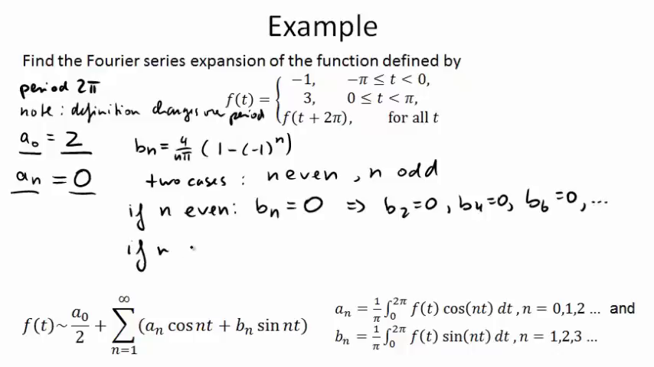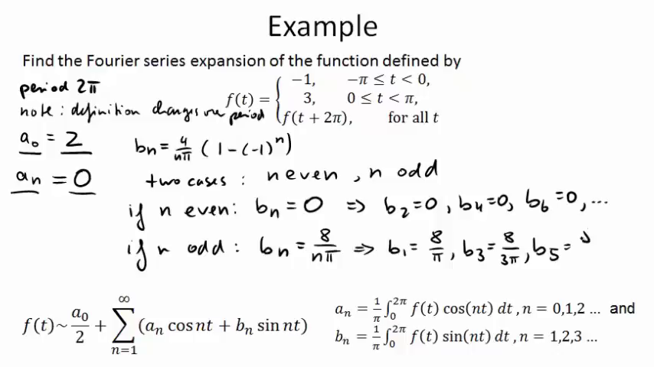Now if n is odd, we've got Bn equal to, well, let's have a look. If n is odd, then this thing becomes negative 1. So what we have is 1 minus minus 1, which is 1 plus 1, which is 2. So this is then always 2. Multiplied by 4 gives us 8 over n pi. So this is the formula if n is odd. So that means that B1 is going to be 8 over pi, B3 is going to be 8 over 3 pi, B5 is 8 over 5 pi, and so on.